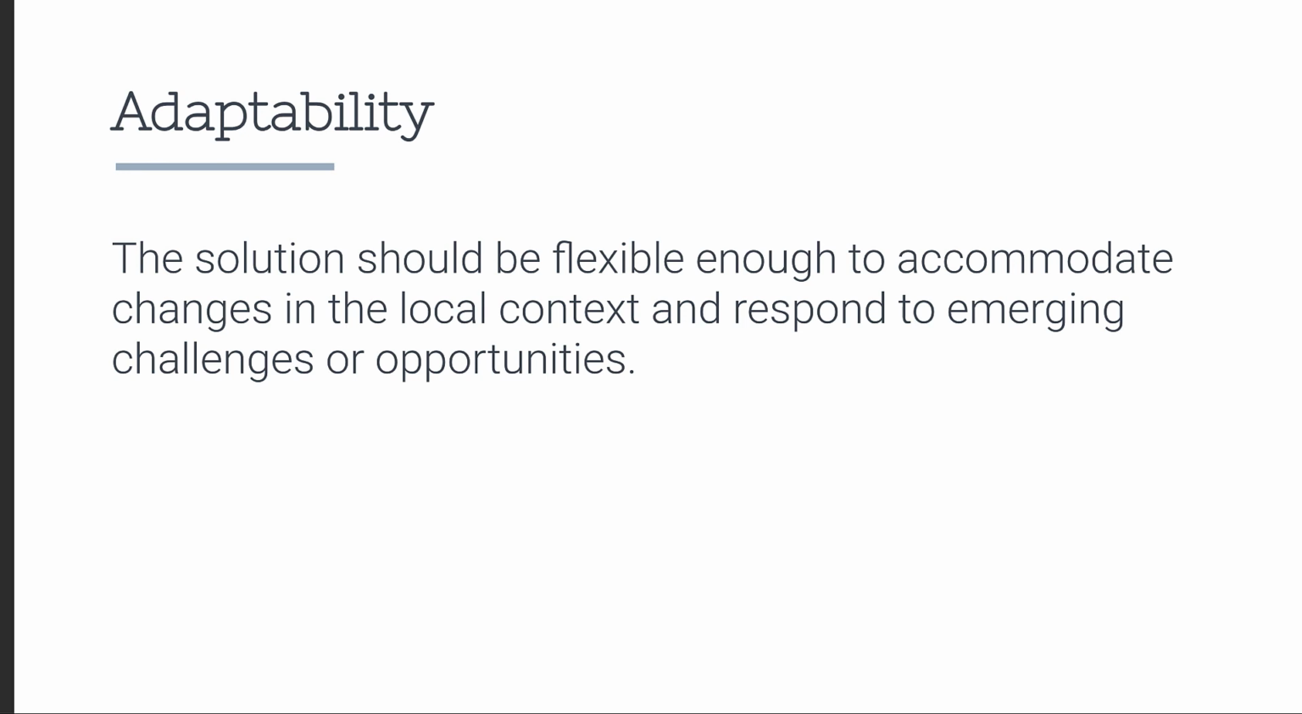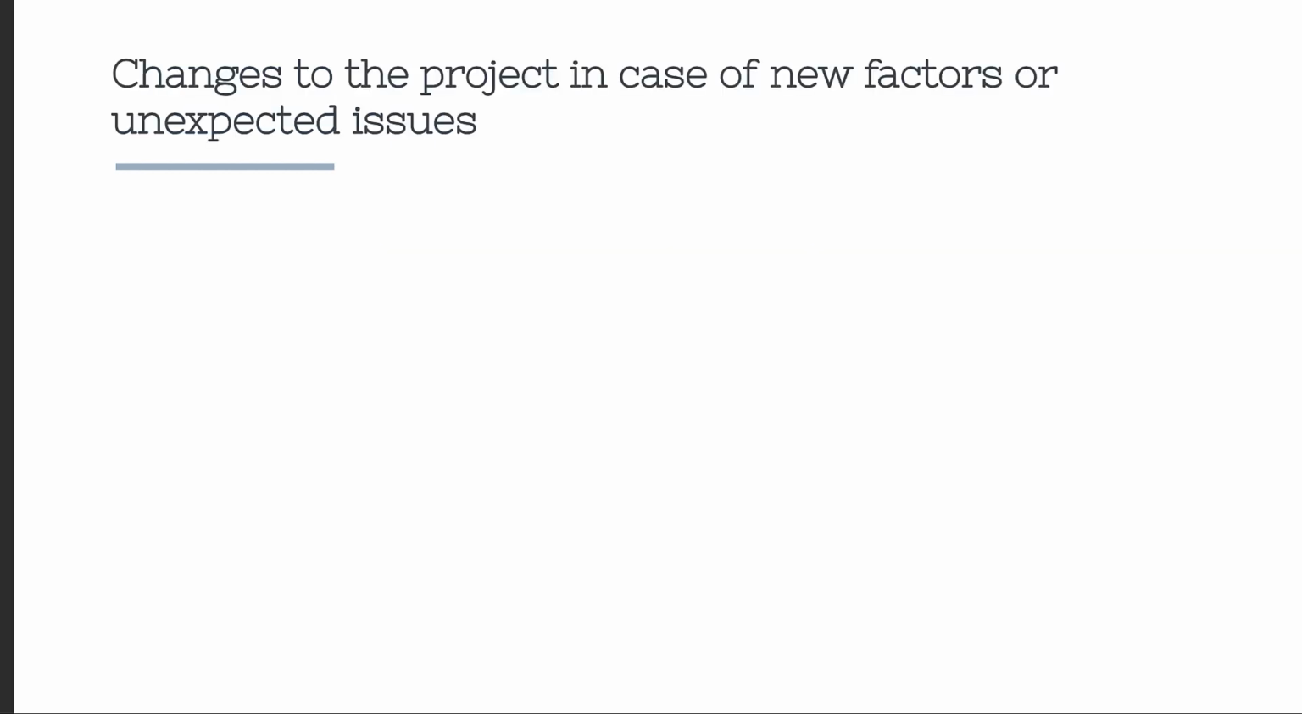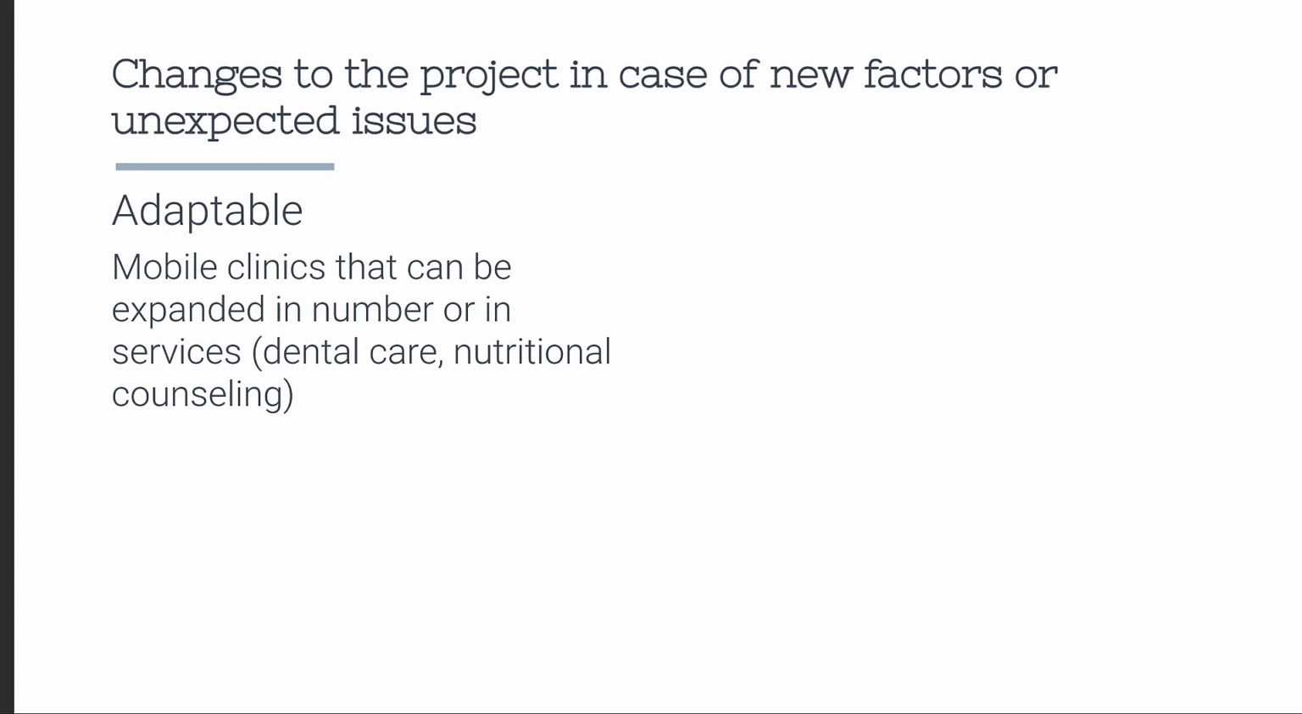Adaptability. The solution should be flexible enough to accommodate changes in the local context and respond to emerging challenges or opportunities. It's difficult to think about what kind of changes to the project might need to be made because they're unexpected, but we have to plan for them. Some adaptable proposals would be mobile clinics that can be expanded in number or in services. If it's successful, we can have more than one, or we can expand to the different services they might provide.